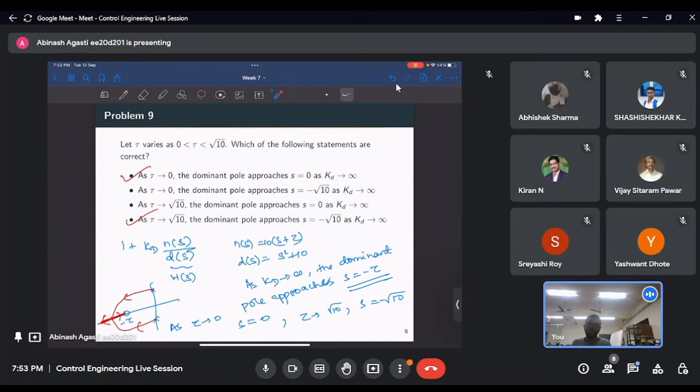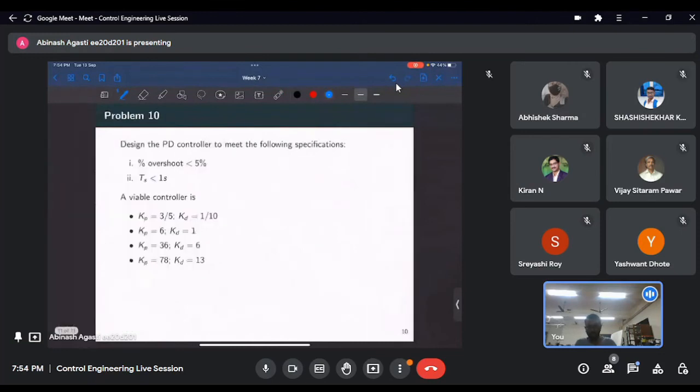Yes? So in this question we don't need anything to decide the dominant pole, because that is evident from the root locus plot. Is it clear? Yes. Okay. So next we move on to the next question.